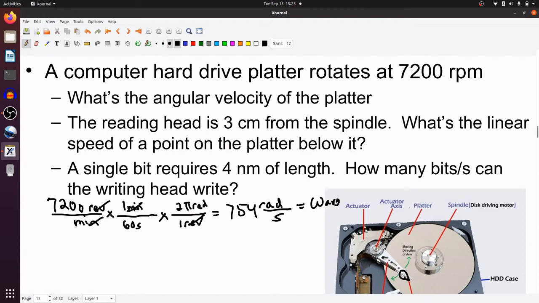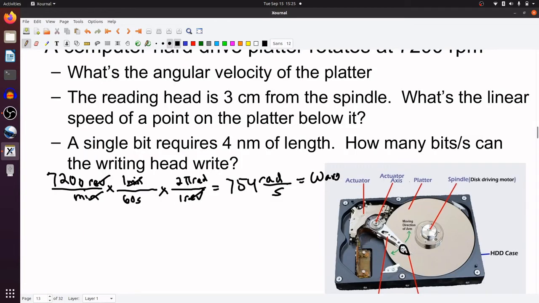It says the reading head is 3 centimeters from the spindle. So that's this reading head down here. We're assuming that this little distance is 3 centimeters. We want to know the linear speed of a point on the platter below it. So from earlier, we discussed that our tangential speed, which is the same as linear speed, was equal to r omega. So I could take my radius, 0.03 meters, because we have to express that in meters, times my 754 radians per second.